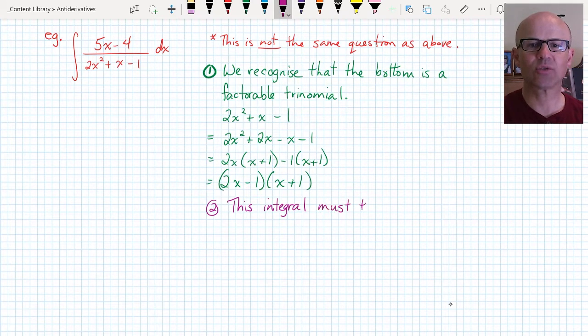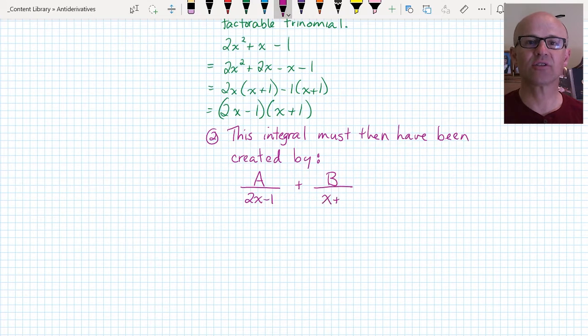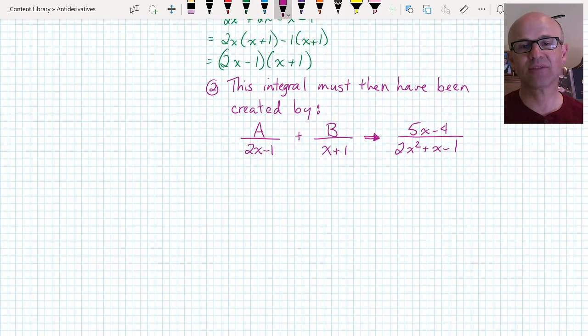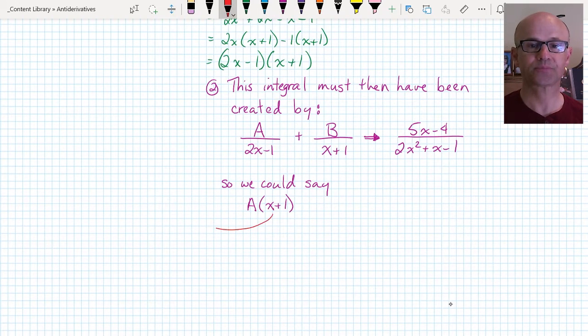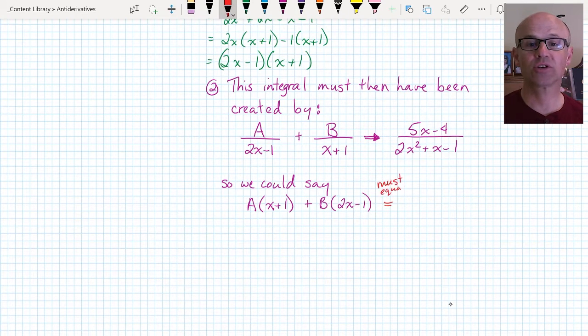The second thing we need to recognize is if I was to go back to my original question, that would be almost as if I'm putting together the denominators in my fraction. So something over the 2x minus 1 plus something over the x plus 1 must end up giving us 5x minus 4 over top of the entire trinomial. So in a sense, we could say that, remember, we cross multiply. A times the x plus 1 and b times the 2x minus 1 are going to ultimately give us 5x minus 4.